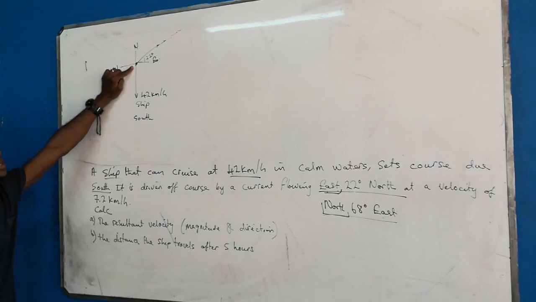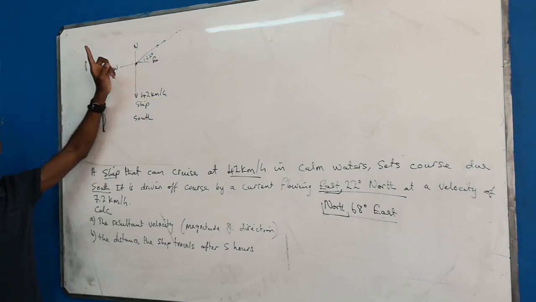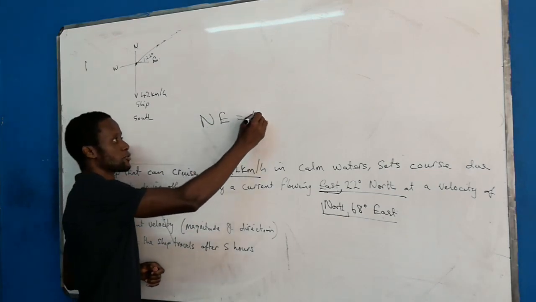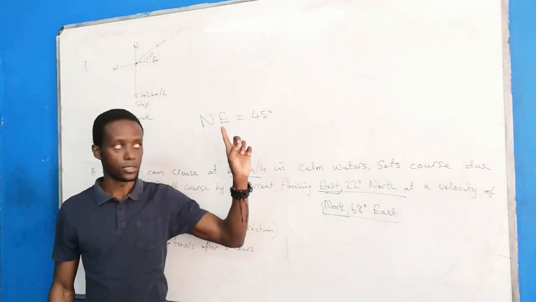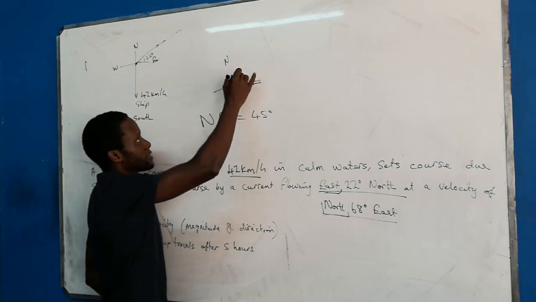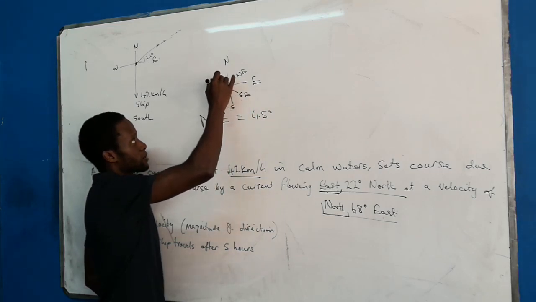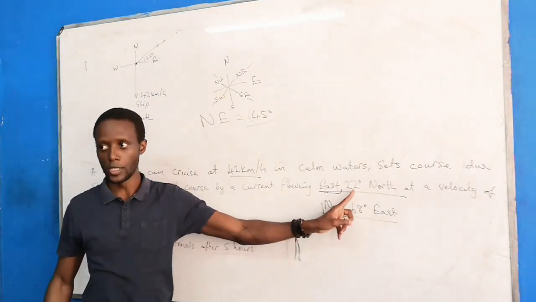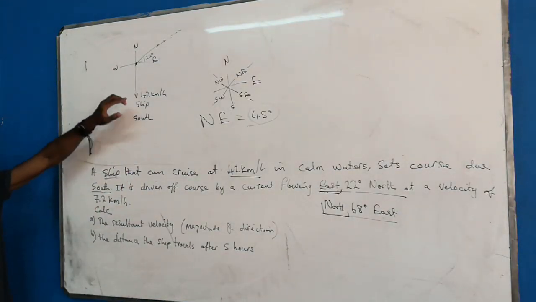Alright, so the current is flowing in this direction, which is the northeast direction, but if you say northeast, you have to say 68 degrees. If you just say northeast, this is equal to 45 degrees. If they just say northeast, they don't put the angle in between. This is northeast. This is southeast. This is southwest. This is northwest. These ones are 45 degrees. If they do not put an angle in between, take 45 degrees. But in this case, we are given an angle.